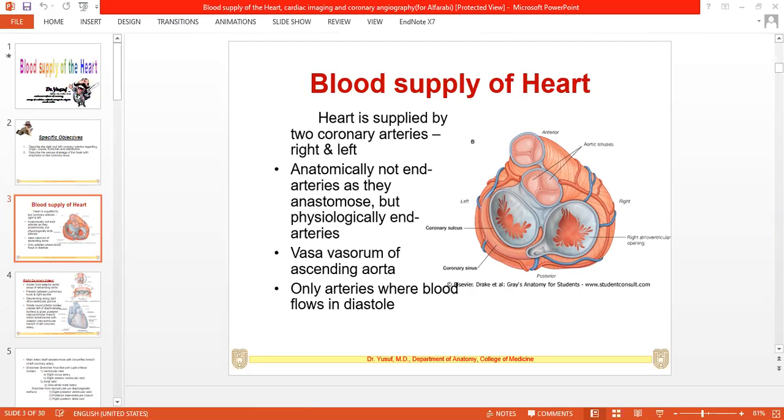It descends along the right atrioventricular groove. There is a groove here between the right atrium and the right ventricle. This is called the right atrioventricular groove. So the right coronary artery passes along the right atrioventricular groove, winds round the inferior border, and passes to the diaphragmatic surface. If you see here, it goes downwards, winds around here, and then goes onto the diaphragmatic surface.